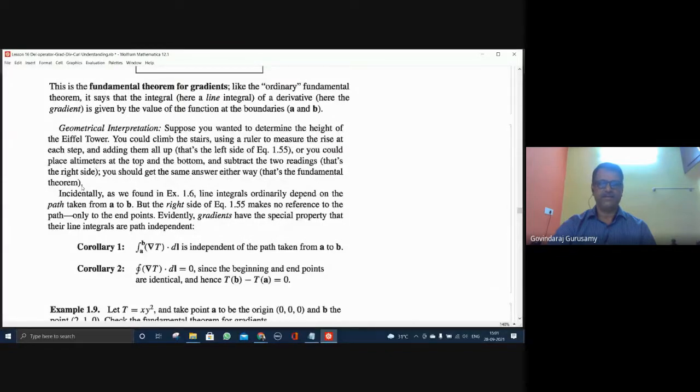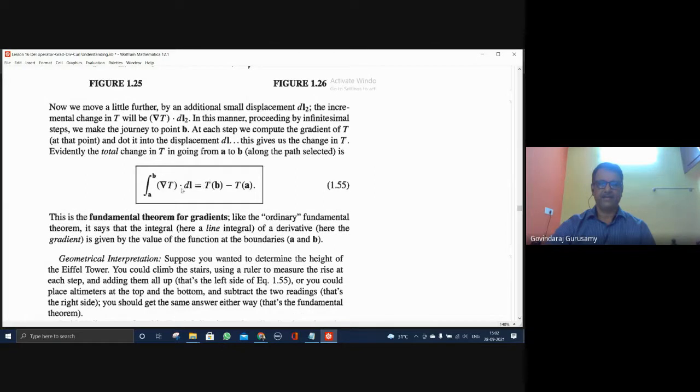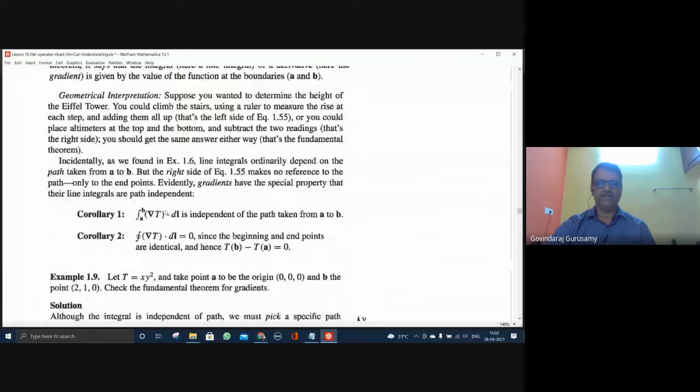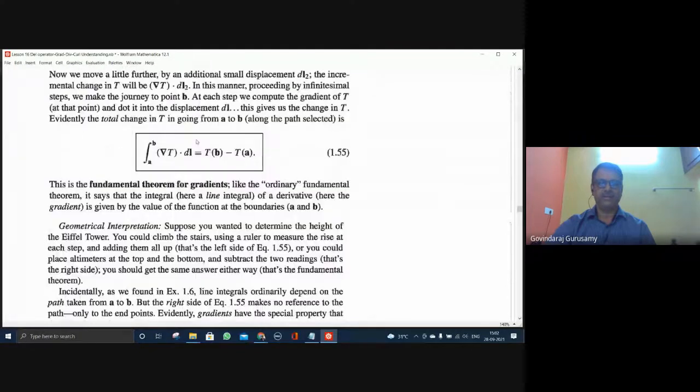You should get the same answer either way. That's the fundamental theorem. He's trying to say that you climb the stairs using a ruler to measure the rise at each step, adding them all up, or you place altimeters at the top and the bottom and subtract the two readings. One is going by steps, and the other is measuring the top and bottom and subtracting to get the actual value you want, and they should be equal.